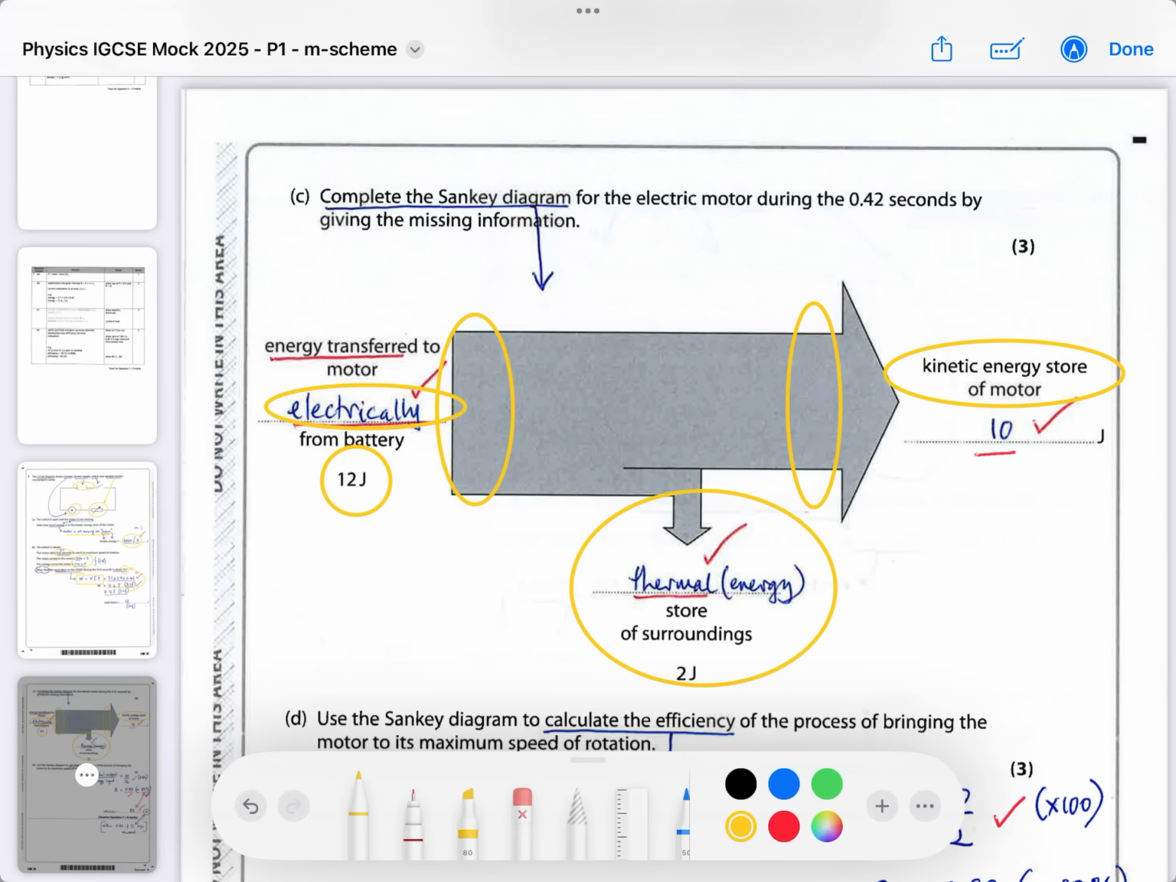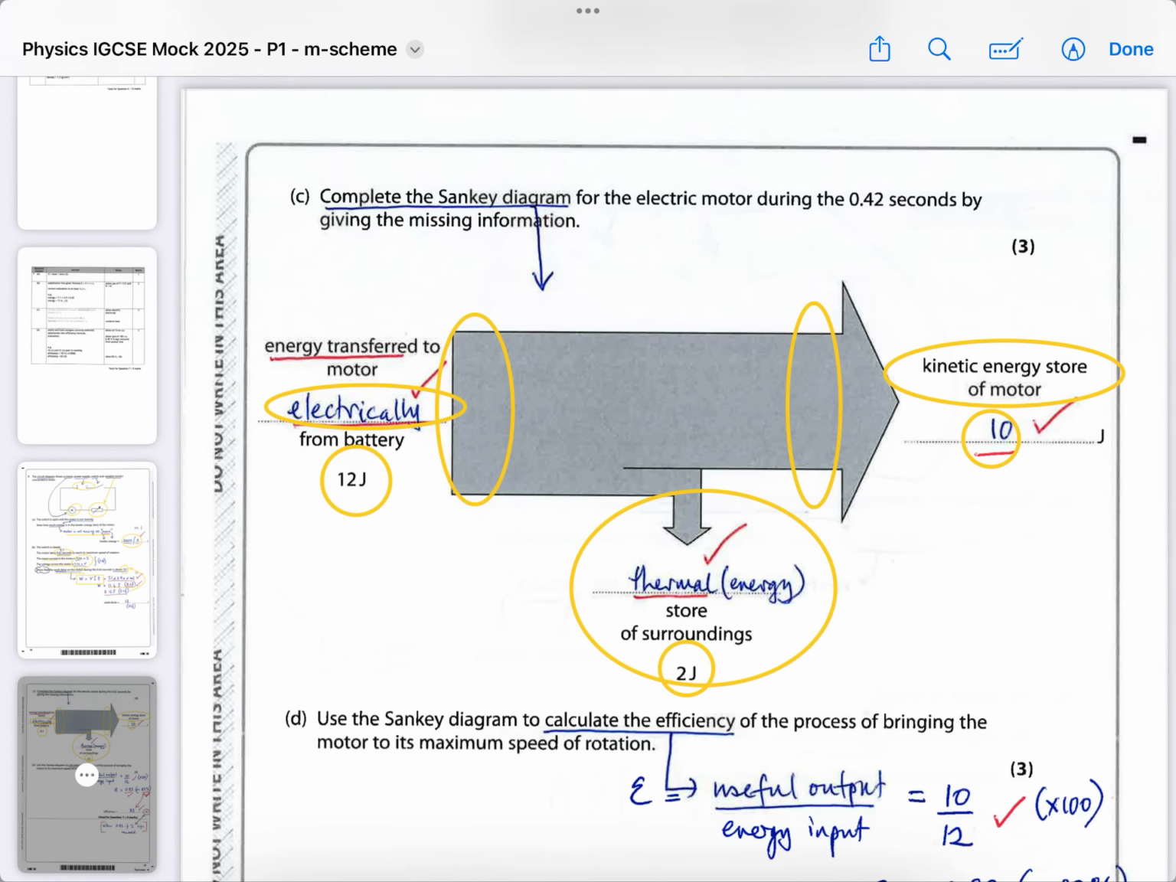So you can see the arrow for thermal energy is much narrower because it's representing 2 joules, and for the kinetic energy, the useful output is 10 joules. Normally the useful output is shown going forwards, and the wasted or lost energy from the system is shown as going downwards. But sometimes there's more than 2 bits to it. Okay, so that's what a Sankey diagram shows. It basically shows you the efficiency, diagrammatically, of the energy transfer.